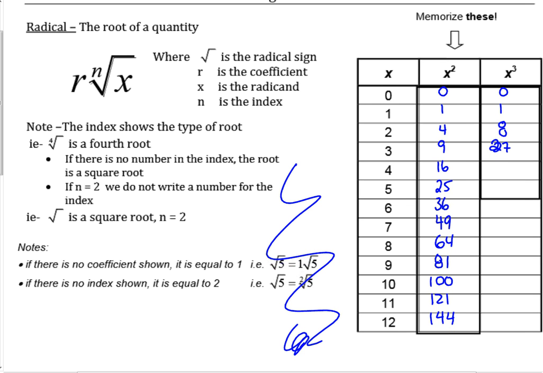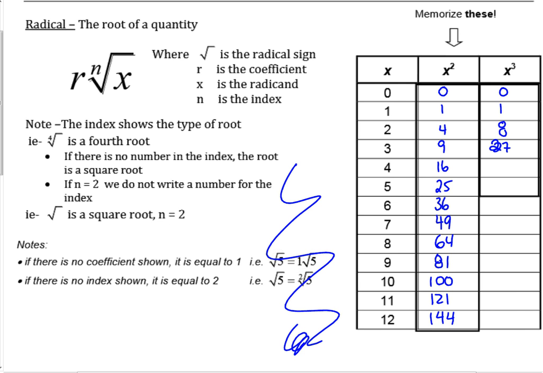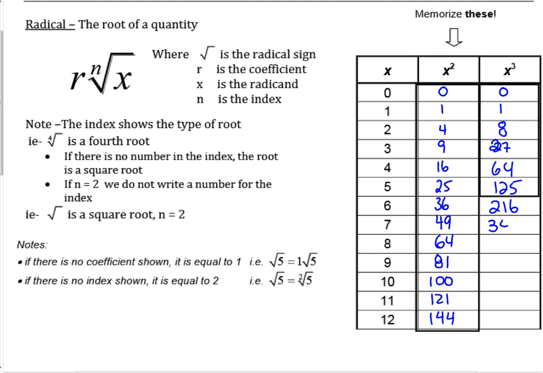4 cubed is 64. Let's erase all that. 5 cubed, 125. Does anyone know 6 cubed? 216. 7 cubed, 343. 8 cubed is 512.